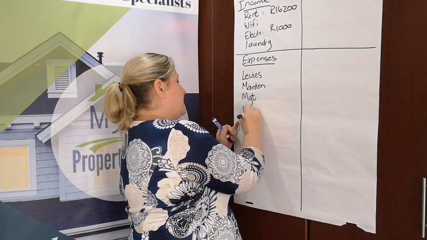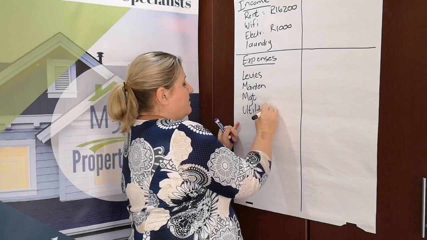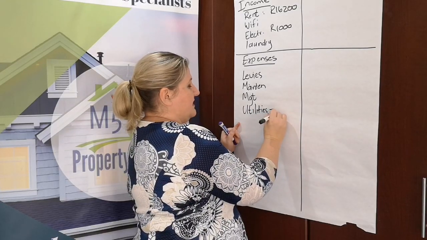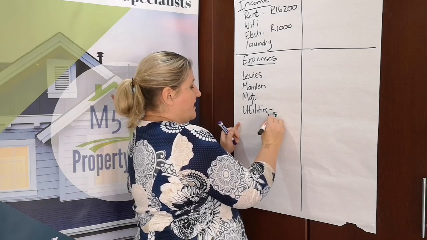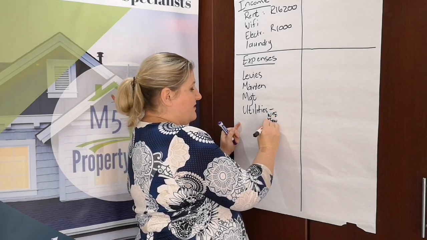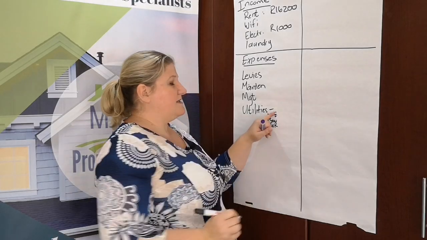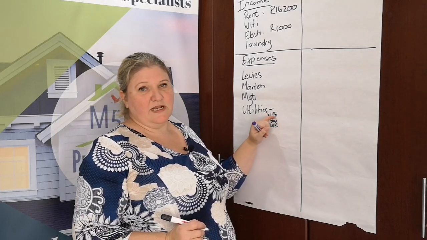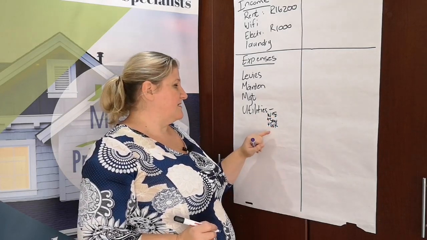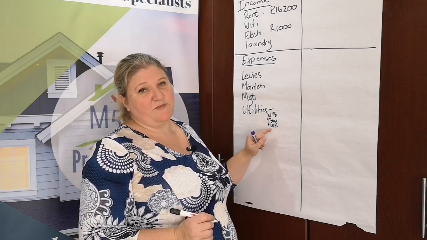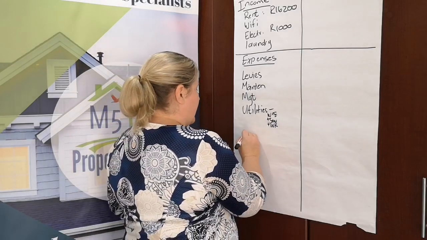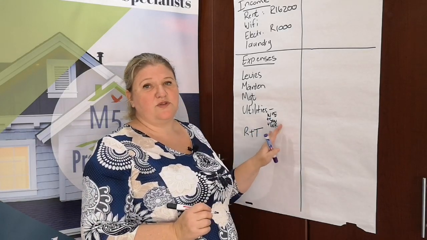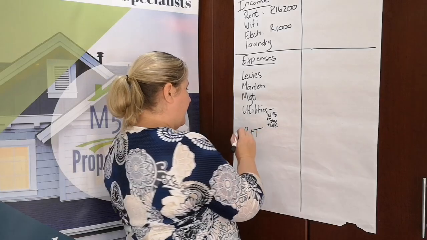Then we have utilities. So those are your normal things: water, electricity, but you also get sewage and waste removal, right? Those are all billed separately by council. So don't just look at your water and electricity, you also have to pay these other things. And the more bins you have on a property, the more expensive is your refuse removal. Then you have your rates and taxes, which is property taxes that you have to pay to the municipality.